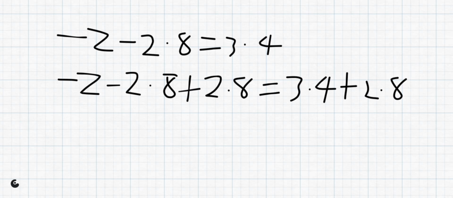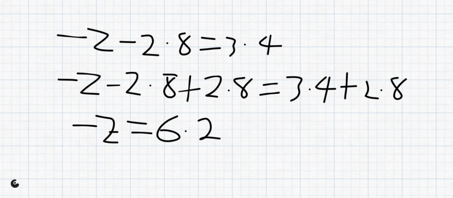So minus 2.8 plus 2.8 is 0. So minus z plus 0 is minus z, which is equal to 3.4 plus 2.8, which is 6.2. Yes, 3.4 plus 2.8 is 6.2. So now we are looking for z, not minus z.